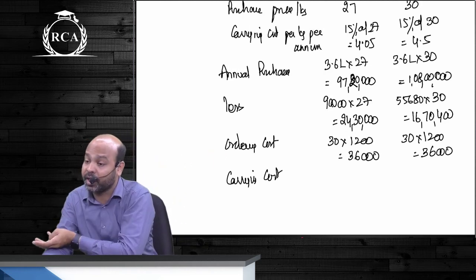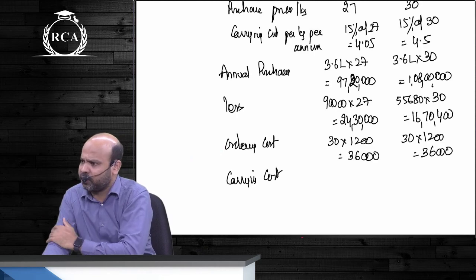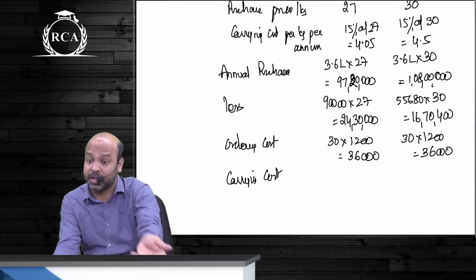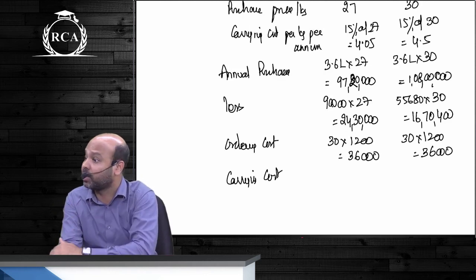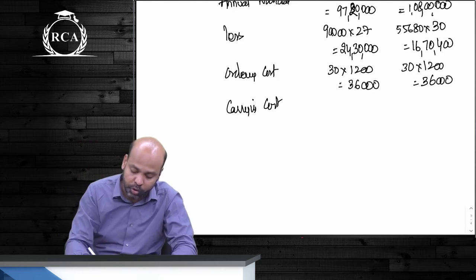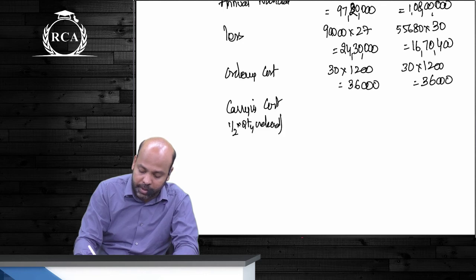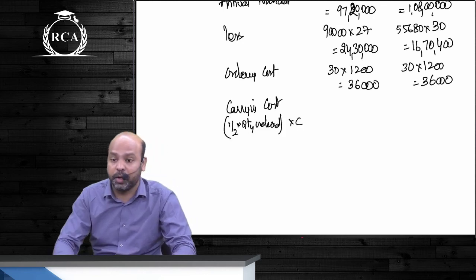What extra point is coming here? Loss due to obsolescence. If you do not want to write that loss separately, no problem. Include it in annual purchases only. You know that you are buying a higher amount of quantity. How do you compute carrying cost? Half of quantity ordered multiplied by carrying cost per unit per annum.